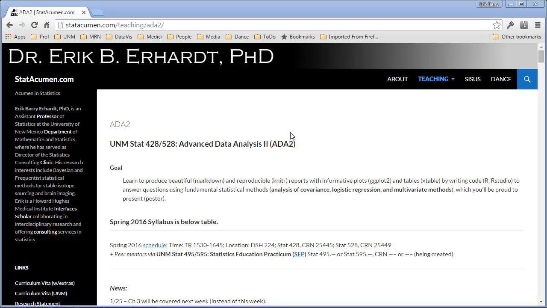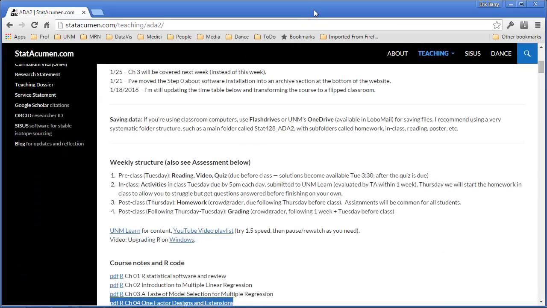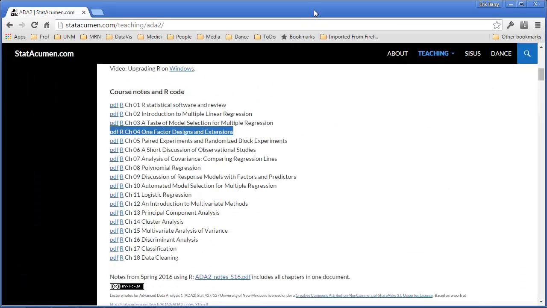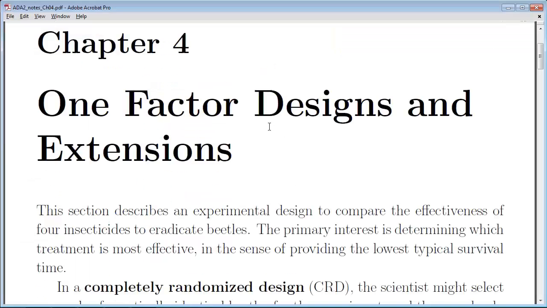In this video, we'll be looking at Chapter 4, in which we will be discussing factor experiments, one-factor designs, and extensions. So there is no R code for here, just this PDF and a short one at that.